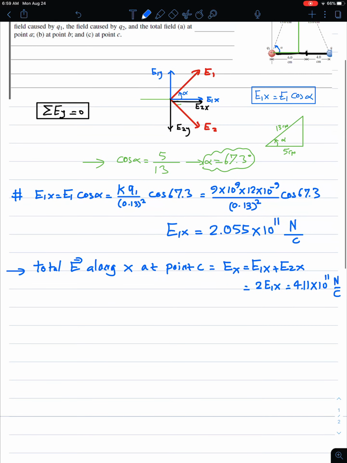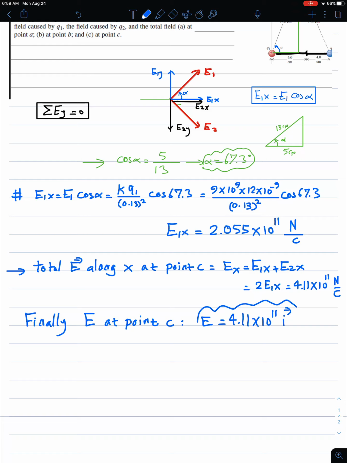And finally, the electric field at the point C: there is no y component because they were cancelling each other, so it's equal to only the total electric field along the x-axis, which is 4.11 times 10 to the power of 11. Sometimes they write it with the unit vector i. So this is the answer.